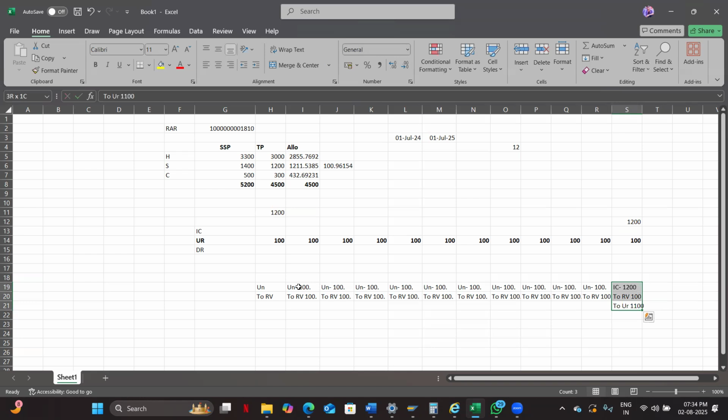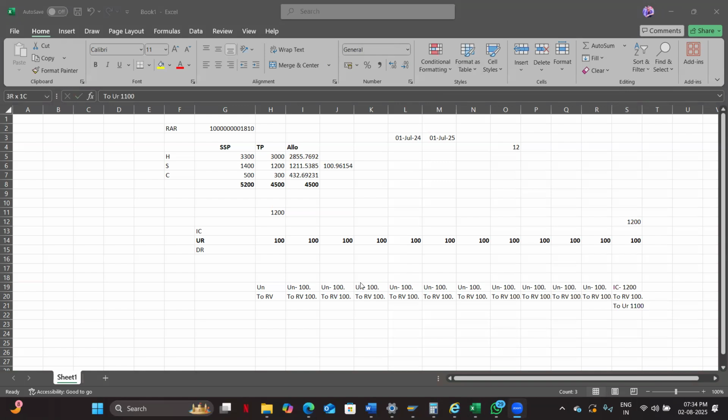Got it, Nafis? Saraswati? Yes. Understand, right? Yeah, it's pretty clear. Nafis, you understand these things? Yeah. I understand that entry, but I'm not used to IC and UR and DR, so that's why.